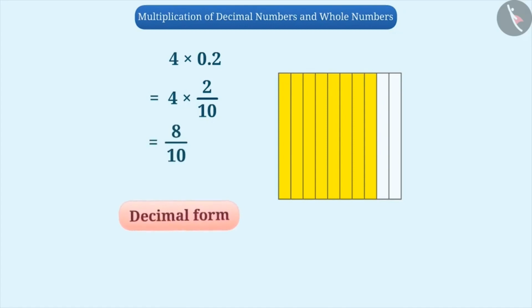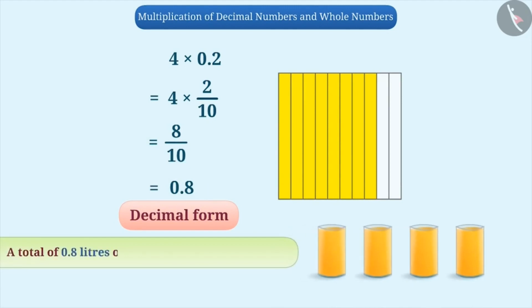We represent it in decimal form as 0.8. So we can say that 4 multiplied by 0.2 is equal to 0.8, means total 0.8 liters of juice can be filled in 4 glasses.